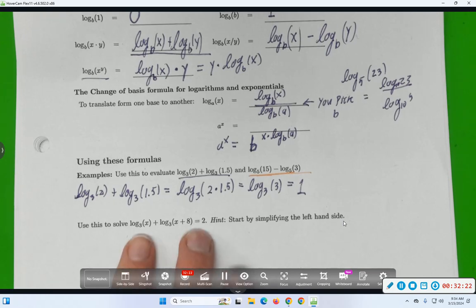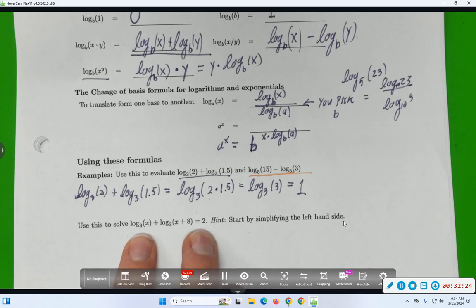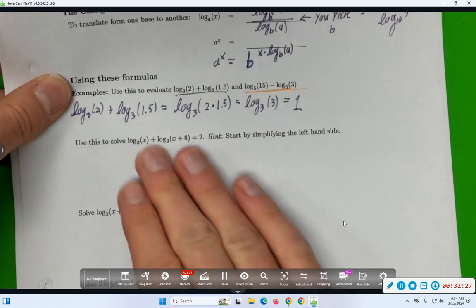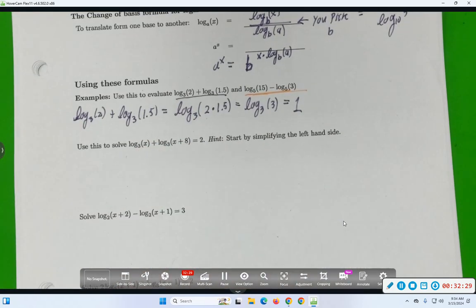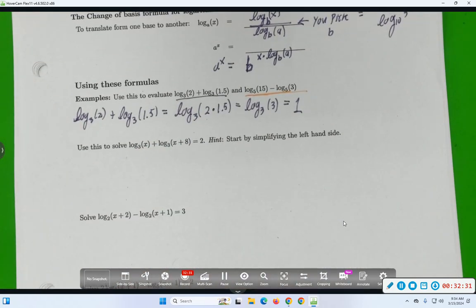Let's see this used to do algebra instead. So I claim that this is an equation that we can solve. Log base 3 of x plus log base 3 of x plus 8 equals 2. And before we even do that, could we cheat fast and see what the answer should be? How could you figure out what this answer should be without doing any algebra if you have a graph?